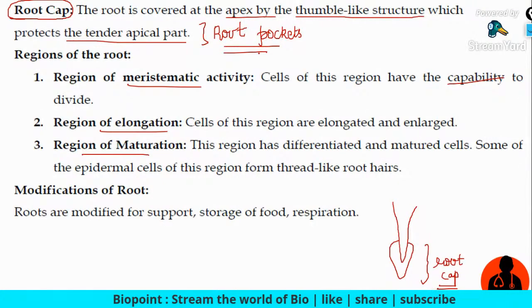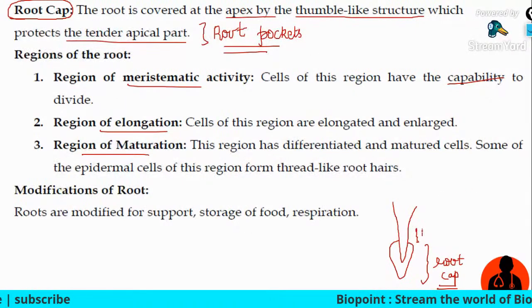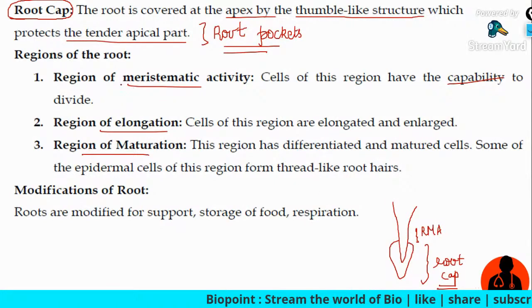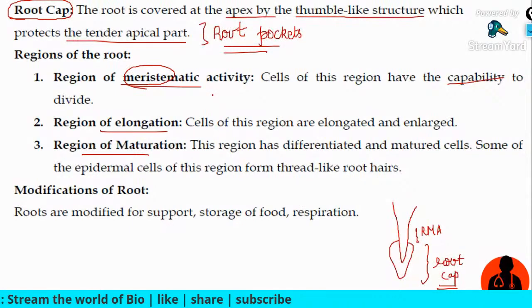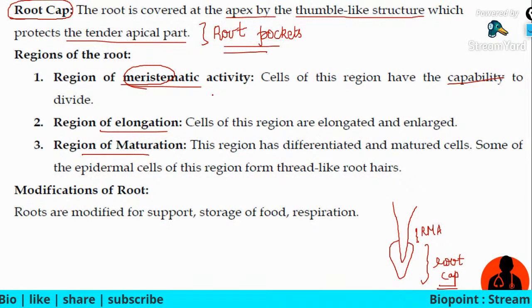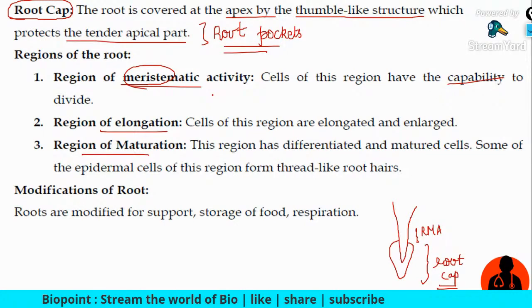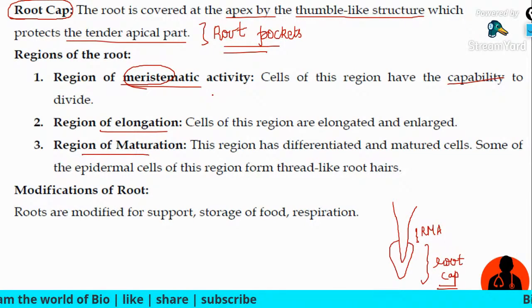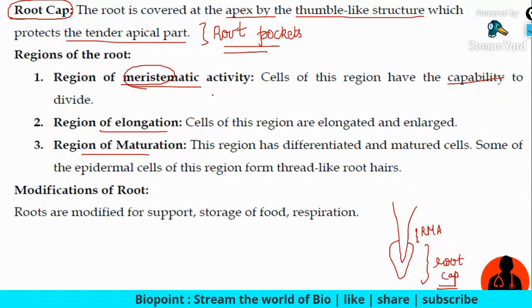Is it clear? I hope it's clear. Yes. The region of meristematic activity is the lowest portion, the region above the root cap. The region over here is known as the region of meristematic activity. You know very clearly the meaning of the term meristem. Meristem refers to the cells of this region which have the capability to divide, actively dividing cells. I hope most of you are thorough with this chapter. You might have learned this chapter once in your class 11th, so it might seem easy to you because you know what the term meristem refers to. Meristem means the cells which have the capability to actively participate in cell division.